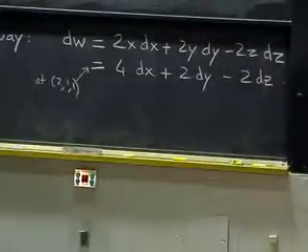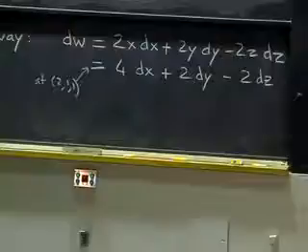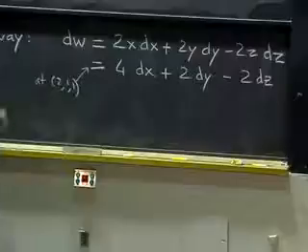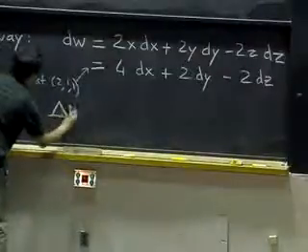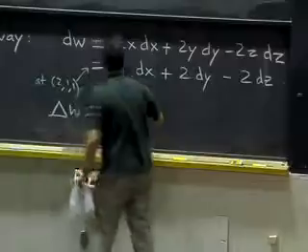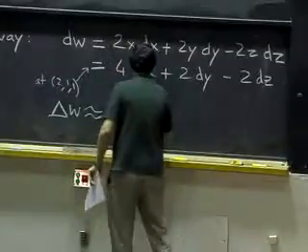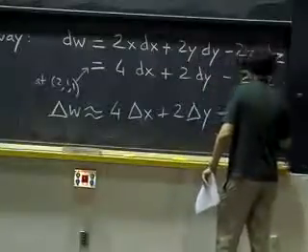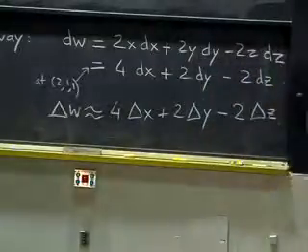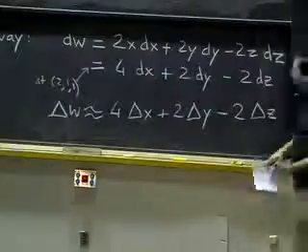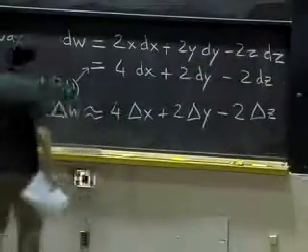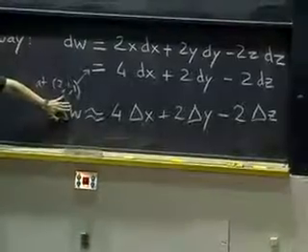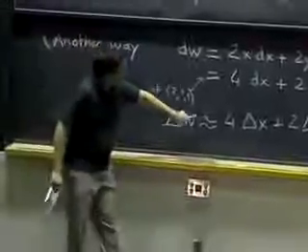Now, if we want to change this into an approximation formula, we can. We know that the change in w is approximately equal to 4 delta x plus 2 delta y minus 2 delta z. So when do we stay on the level surface? Well, we stay on the level surface when w doesn't change, so when this becomes 0.